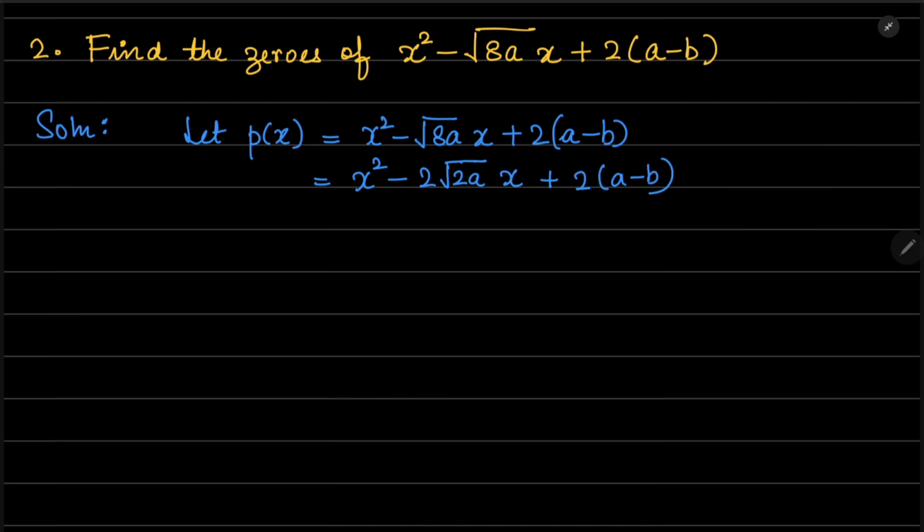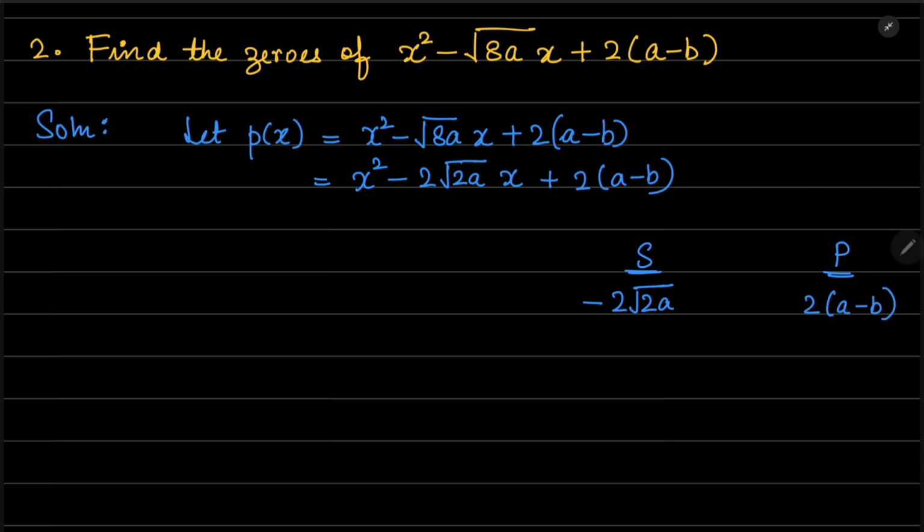So far clear? Now we are going to do the middle term splitting. So what is your sum and what is your product? Similar to the ones which we do using middle term splitting. So it is minus 2 root 2 a is your b, and what is your product? A into c. What is your a? A is 1. So 1 into c. So here you will have 2 into a minus b.